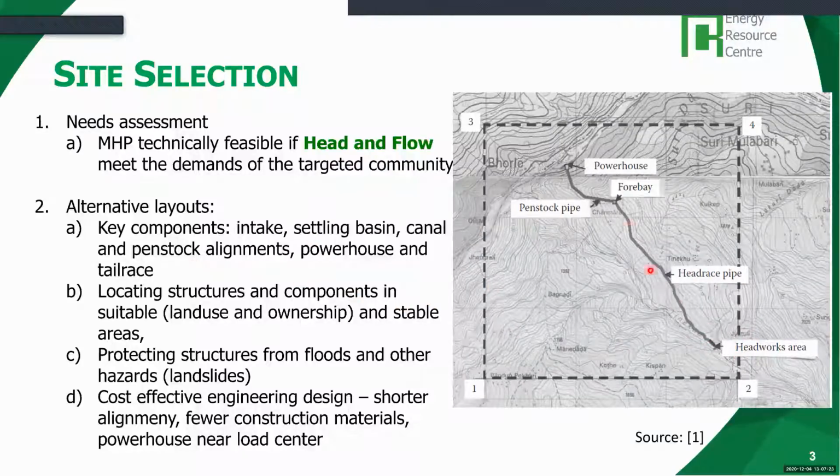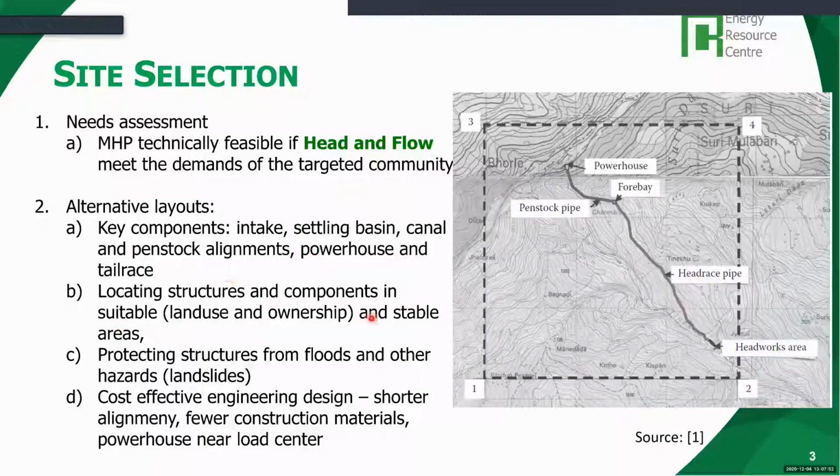And what is the canal or the pipe alignment? Do you want to take it here, or do you want to go a little bit up? I mean, this you have to decide. And the powerhouse, where you want to locate the powerhouse and where the tail race is. So there may be 2 or 3 options to decide on. And of course, the best is to locate the structures and components in a suitable area.